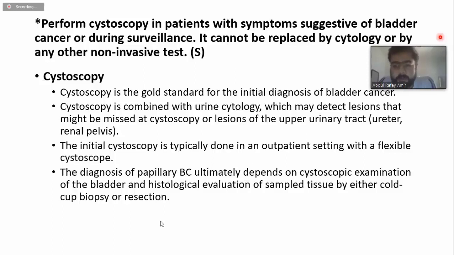the upper urinary tract. The initial cystoscopy is typically done in an outpatient setting, in an office setting, with a flexible cystoscope. The diagnosis of papillary bladder carcinoma ultimately depends on cystoscopic examination of the bladder and pathological evaluation of a sample taken either by a cold cup forceps or a resection.